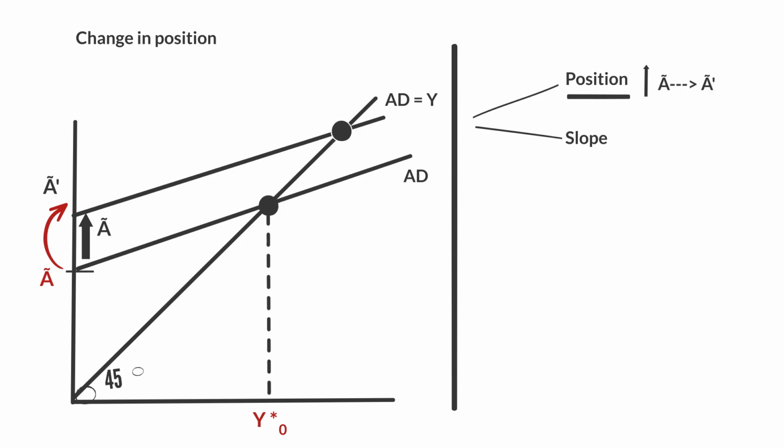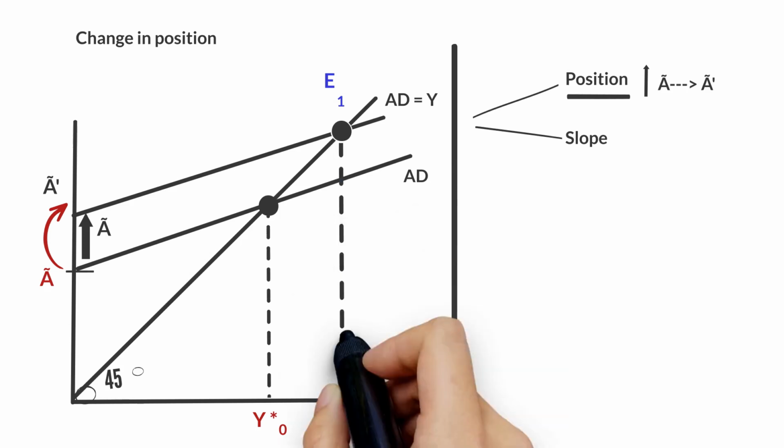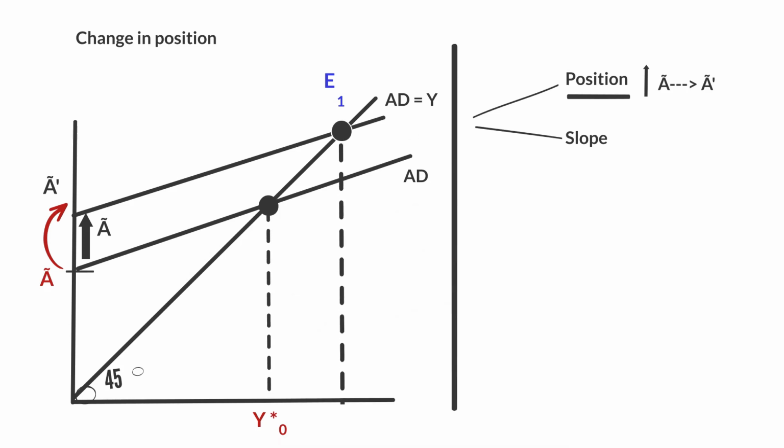Thus, we obtain a new intersection point which we call E sub 1, and that gives rise to a new level of equilibrium income called Y asterisk 1. Thus, if an increase in A occurs, a change in the equilibrium position occurs, and therefore an increase in the equilibrium income level occurs.